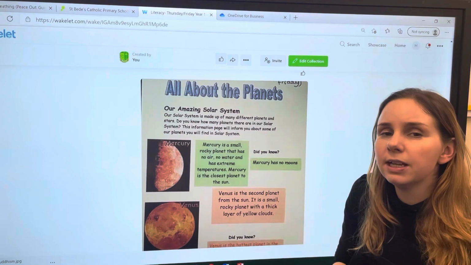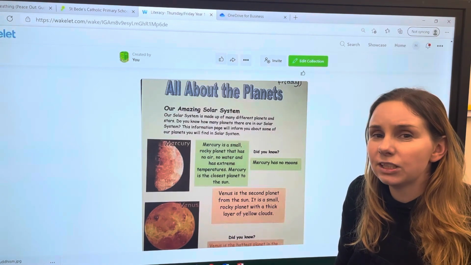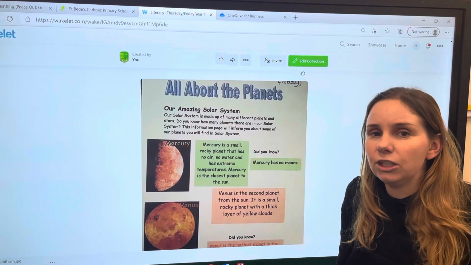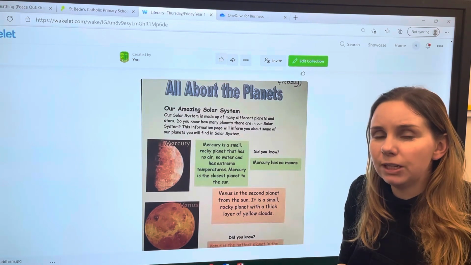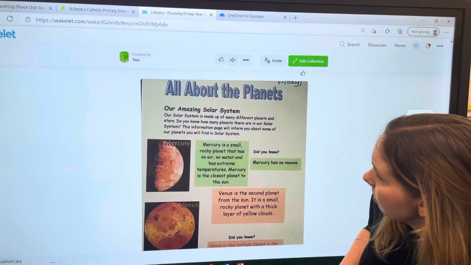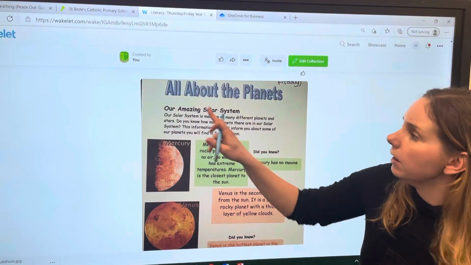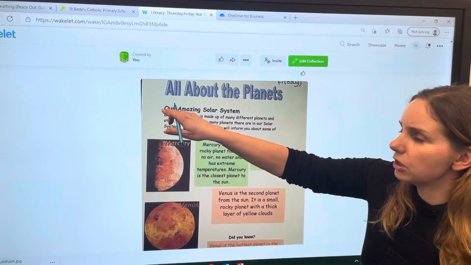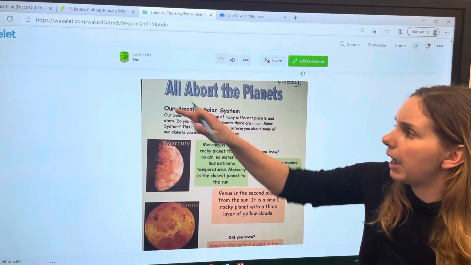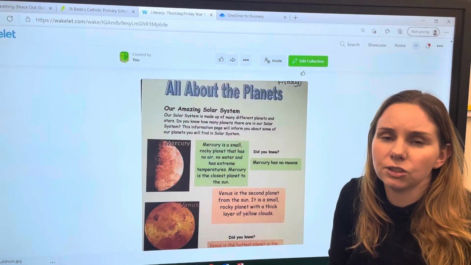Year 2s, I expect you to be writing at least 3 sentences under each subheading, okay? Try and aim towards 4, but 3 really good sentences under each subheading. Year 2s as well, if you think about your introductions, so before you start writing your first subheading, you need to think about how you would introduce your information page, okay?